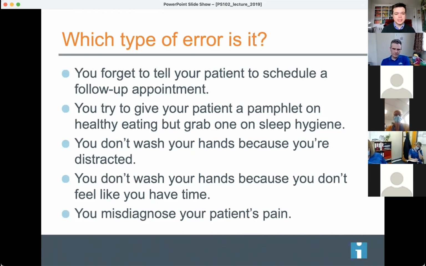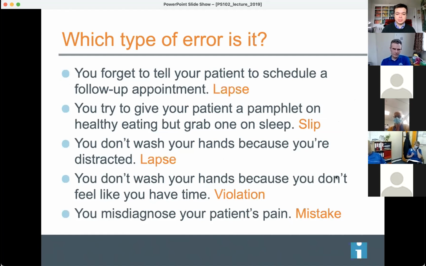Yeah. And then the third one is a lapse. You don't wash your hands because you're distracted. Probably a lapse, yes. You don't wash your hands because you don't feel like you have time. Violation. Yeah. So that you know what the right thing to do is, but you choose not to do that. And then you misdiagnose your patient's pain as a mistake. Sounds like that's correct. Let's see what the answers are. Yeah. So lapse, slip, lapse, violation, and mistake. Thank you, everybody, for contributing.